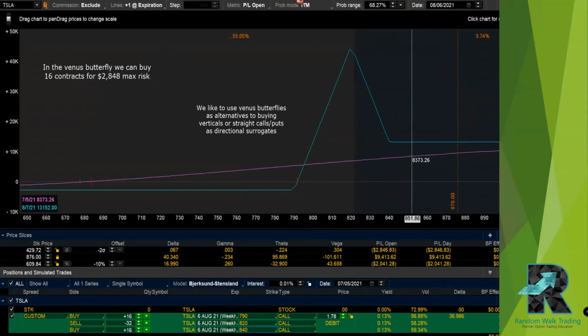And likewise, if we use that $3,000 figure, we could buy 16 contracts of a Venus butterfly. This is an alternative to buying straight calls or puts, particularly in Tesla, because the prices of different strikes are all over the place, and even verticals can be expensive. So that's why we like using the Venus butterfly as a surrogate, as a directional bias. In this case, we're bullish. If you're bearish, you could just do the opposite using puts. But again, doing this, we do have $2,800 at risk if we did 16 Venus butterflies in this case.